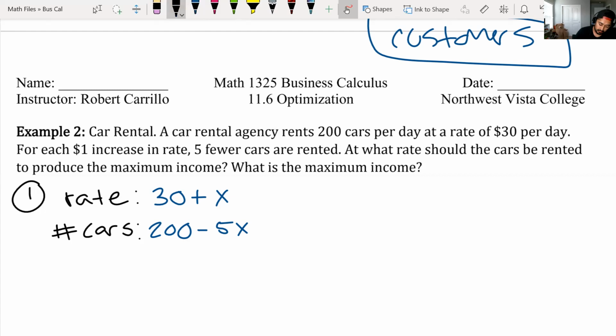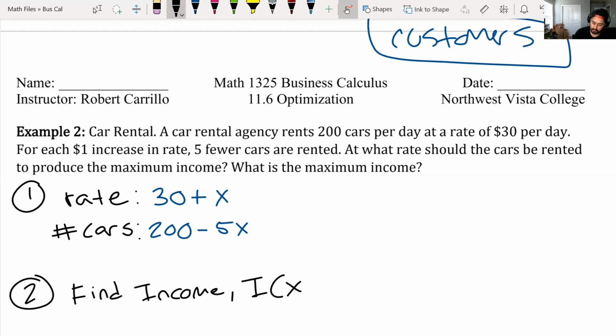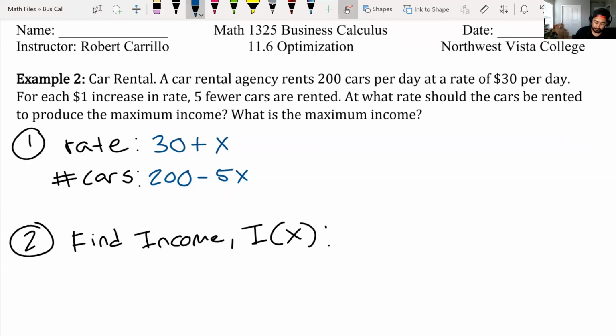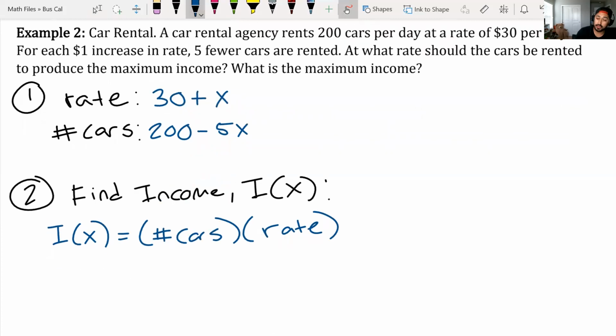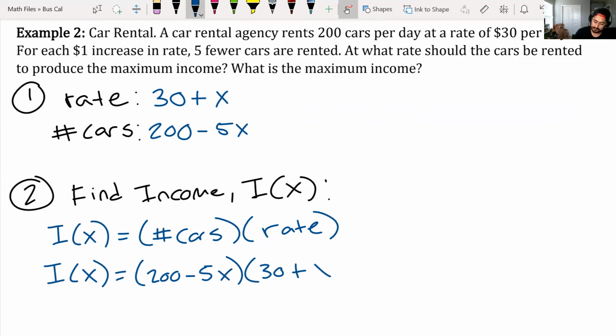2. Find our income formula. Find income. We're looking for I of x. And like I said, we treat this like revenue. I of x is going to be the number of cars times the rate we rent our cars at. We have all that information above. Plug it in. I of x equals 200 minus 5x times 30 plus x.